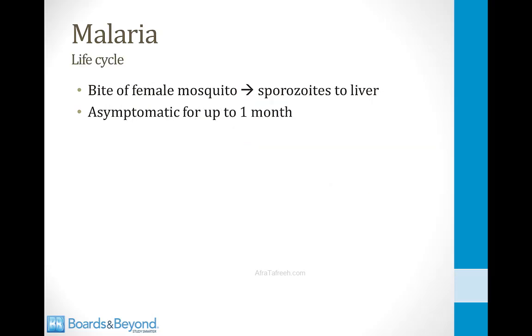So you need to know something about the life cycle of malaria for step one, but the life cycle is complex and you can get easily bogged down in the details. So what I'm going to do is walk you through the life cycle, and then I'll give you a couple of key points that you can remember.